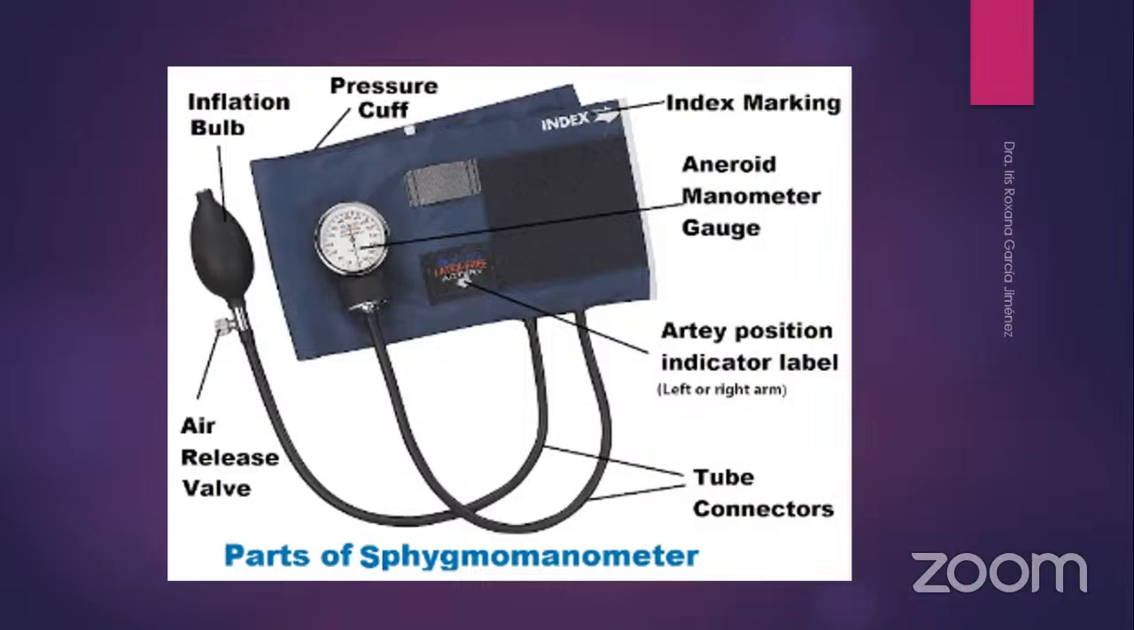About the parts of the sphygmomanometer, we have the inflation bulb, air release bulb, of course, the tube connectors. We have the artery position or indicator label, left or right, we all know about it. We have the aneroid manometer gauge, the pressure cuff, well, the index marking just for checking how it has to be placed. So, it's a general one.